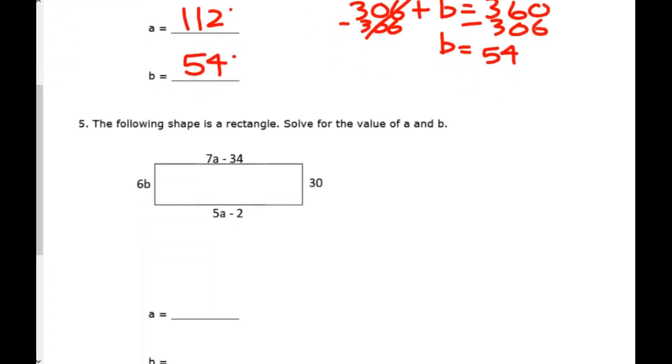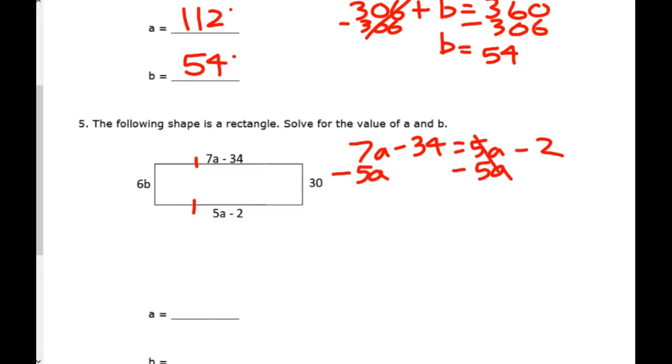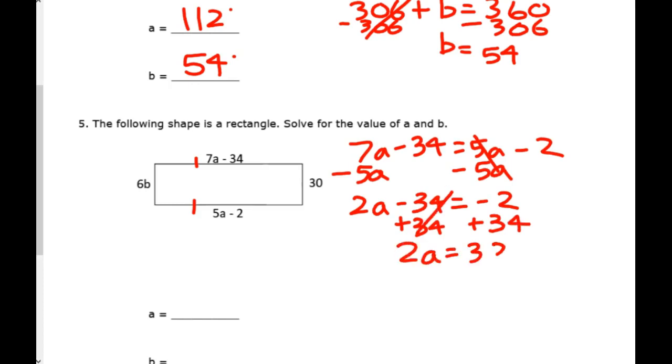Alright, on a rectangle, we know opposite sides are equal. So this equals this. 7a minus 34 equals 5a minus 2. Get rid of your smaller a. Bring down minus 34 and negative 2. Get rid of the loner. Add 34 to both sides. You get 32, and then you divide by 2. And you get a equals half of 32, which is 16.